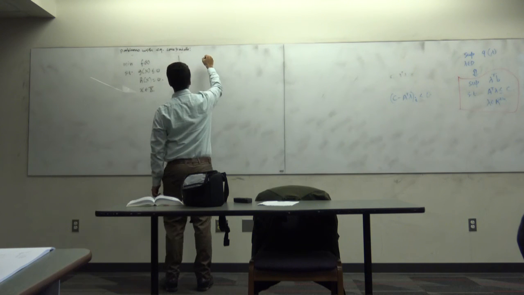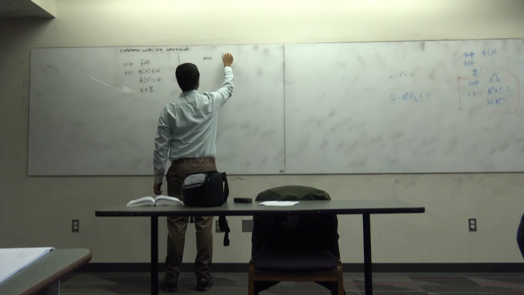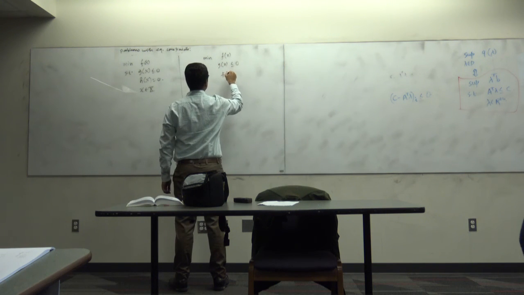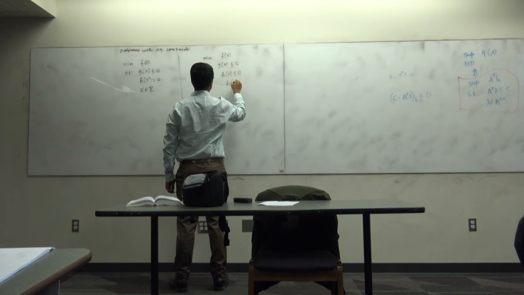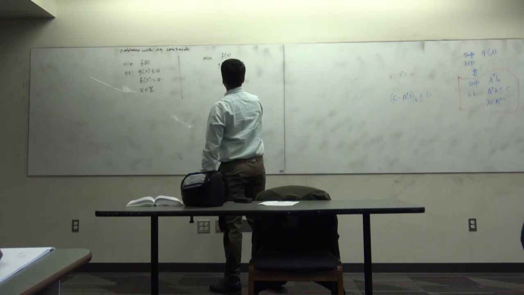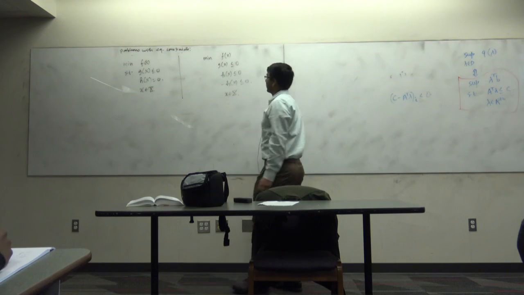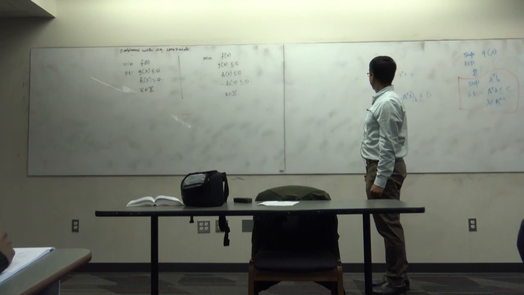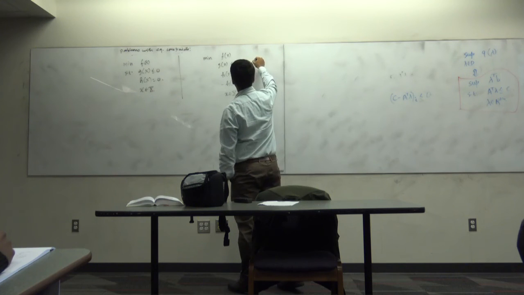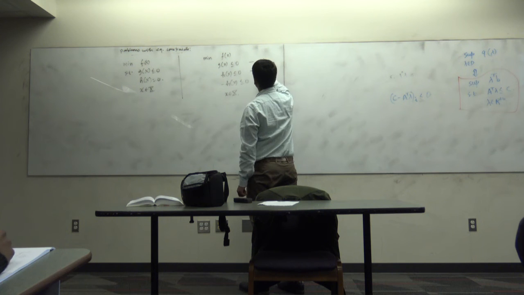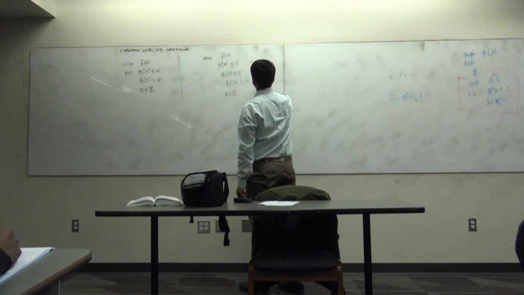I am going to transform this problem to: minimize f(x) such that g(x) is less than or equal to 0, h(x) is less than or equal to 0, minus h(x) is less than or equal to 0, and x is in capital X. And then the dual variable corresponding to this would be mu, corresponding to this would be lambda plus, and corresponding to this would be lambda minus.